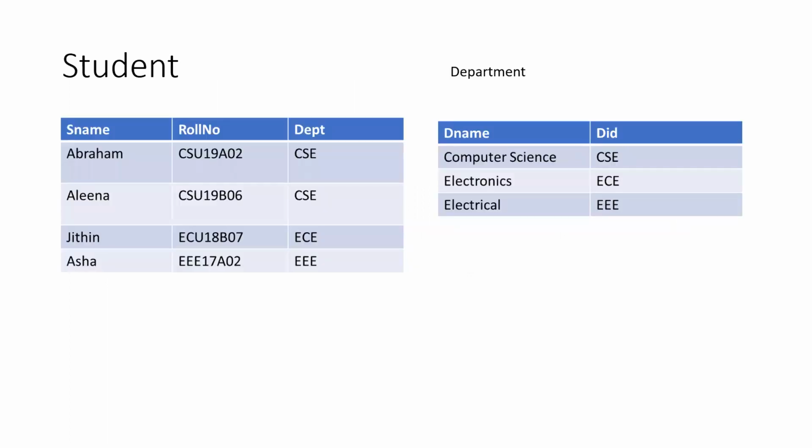Let's have an example, the same example of student and department. Both student and department have a common attribute, but in one case it is represented as DPT, in the other case it is represented as DID. So for applying a natural join, we need to rename the relation. That is the first necessary condition: the joining attribute name should be the same.